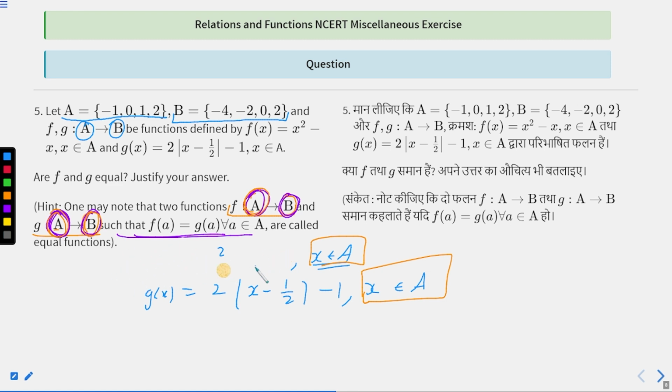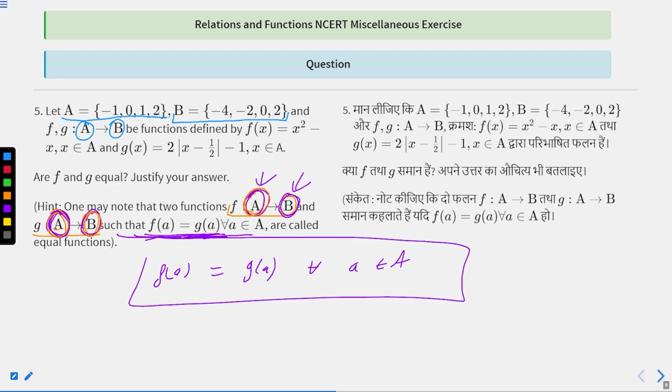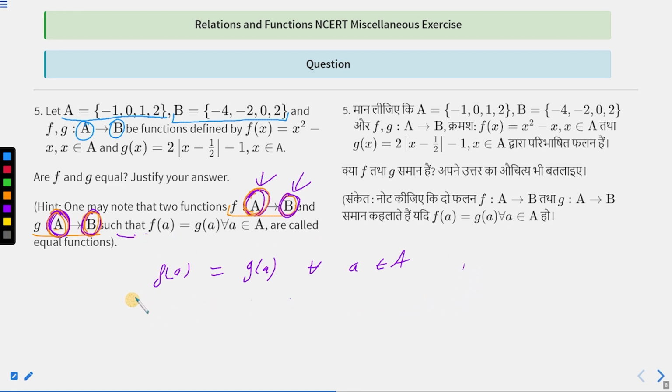So the two main conditions are the equality of domain and codomain. And this is the output. So f(a) must equal g(a) for every a belonging to A, as you can see over here. So let's see whether the given functions f and g are equal or not.